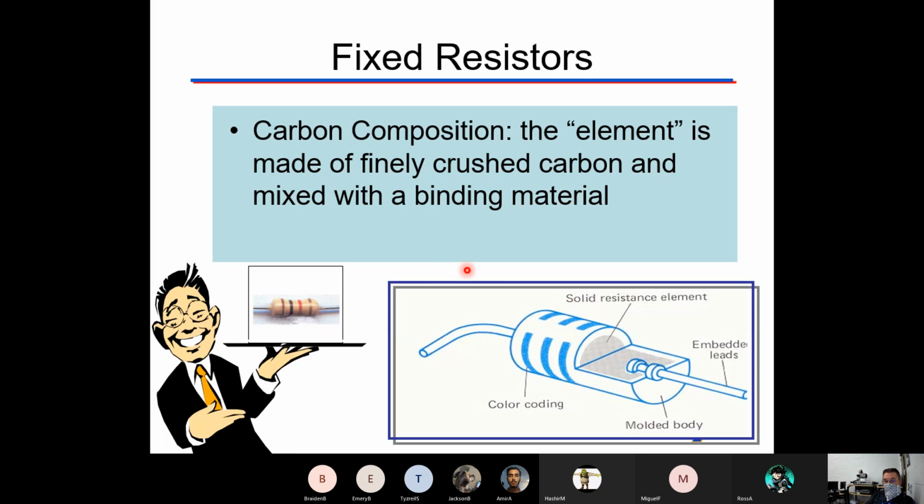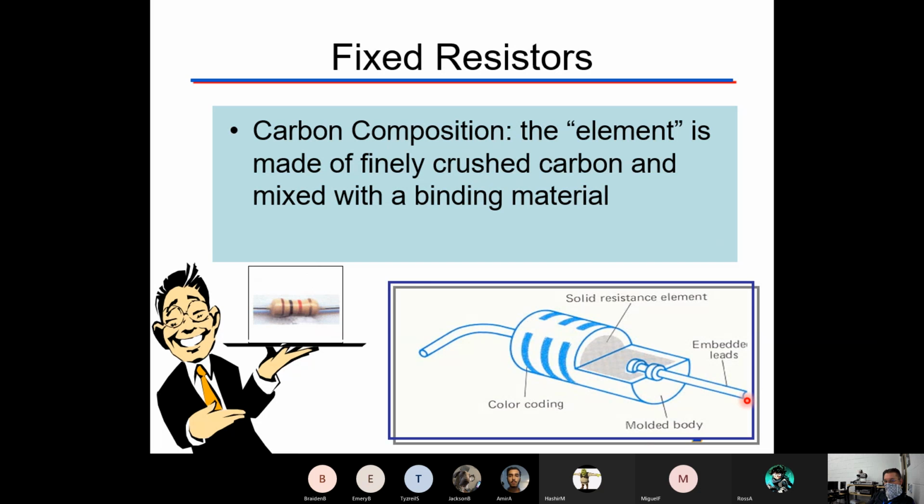Okay. Fixed resistors. The carbon composition element is made of finely crushed carbon, and that's this gray area right here. It is filled into the resistor, and then you have a coating that goes around it to hold it all in there. How much carbon is in here will depend on the value of that resistor. And that's a fixed resistor, which is mainly what we use.